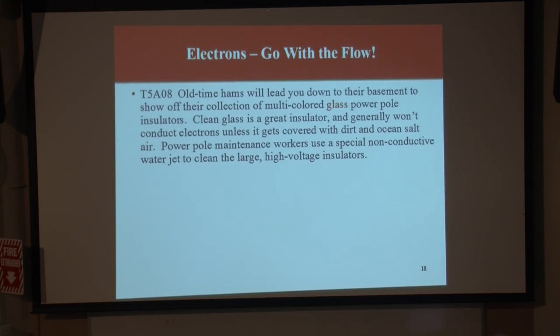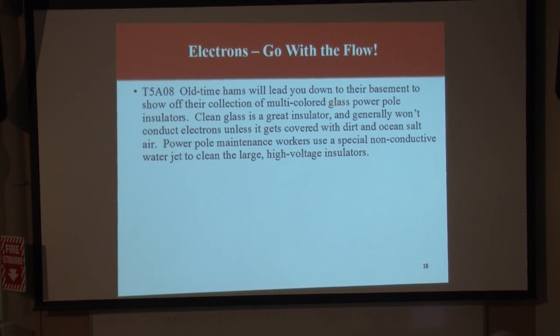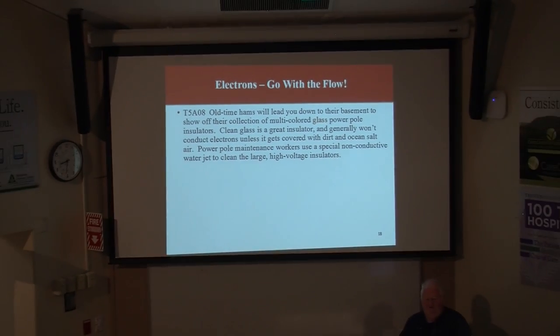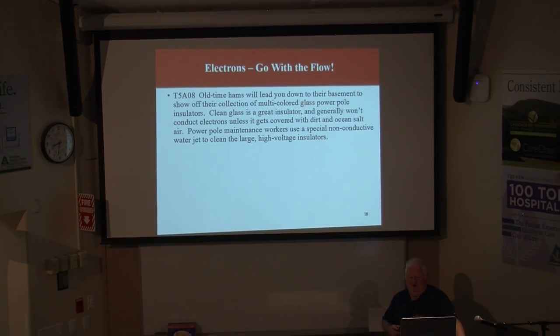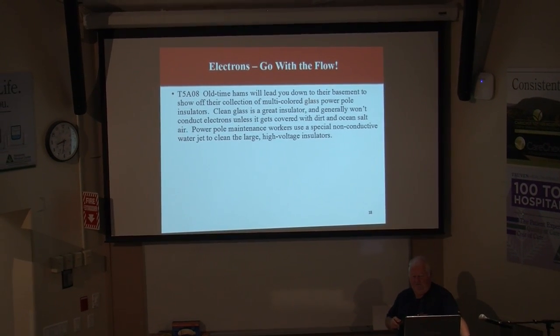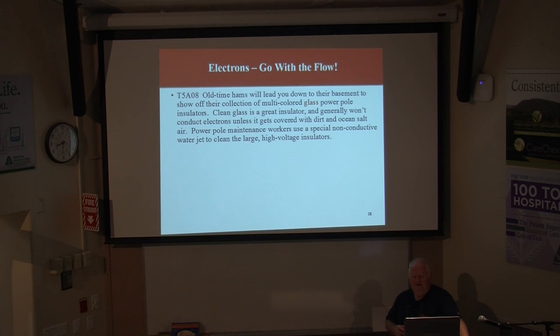Old-time hams will lead you down to their basement to show off their collection of multicolored glass power pole insulators. Clean glass is a great insulator and generally won't conduct electrons unless it gets covered with dirt or ocean salt air. Power pole maintenance workers use a special non-conductive water jet to clean the huge high voltage insulators.